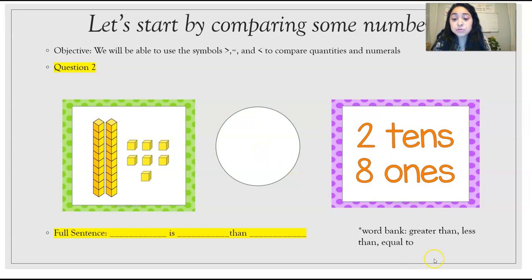And then you are going to use your word bank and you're going to tell me which words go where. So for some parts, you're going to write a number and then you're going to write greater than, less than, or equal to, and then you're going to write another number right here.